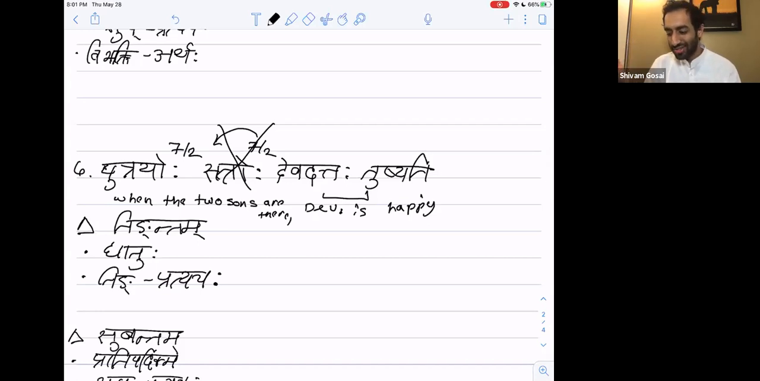So I can also now say maybe it's adhikarane saptami. When Devadatta is happy in the son's heart, in the son's two sons. Yeah. So it's a little bit more ambiguous. Satoho gets rid of the ambiguity, but it can also be erased, and that's still grammatically correct. Okay, let's do this.